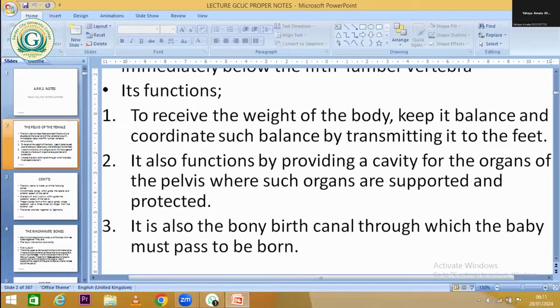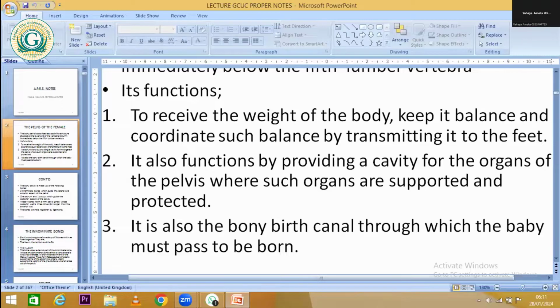The third one. It is also the bony birth canal through which the baby must pass to be born. Yes, it is through the pelvis that the baby must pass to be born. In fact, if you want to achieve normal vaginal delivery, then the baby will have to pass through the pelvis. Other than that, if it becomes abnormal, then the baby will be delivered through the abdomen, and that is cesarean section. I hope it is clear.